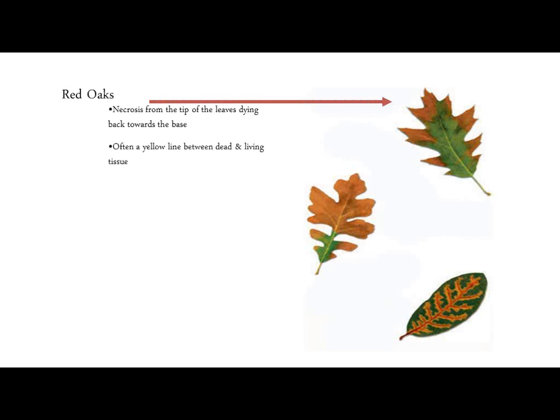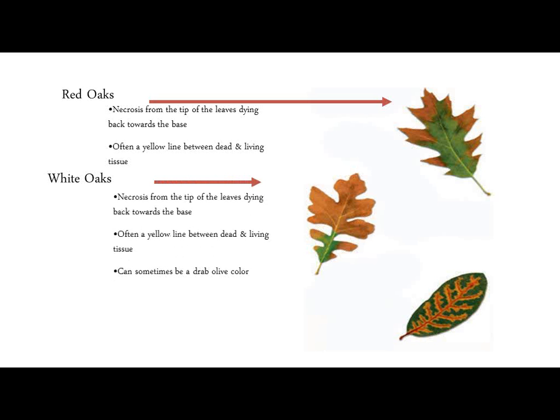Looking at symptoms on the different oaks, on red oaks, typically we're going to have necrosis from the tip of the leaves dying back towards the base. Oftentimes, not always though, there will be a yellow line between dead and living tissue. In those cases with white oaks, you'll have similar symptoms, but a lot of times with white oaks, the symptoms can be very easily confused or look like late fall coloring. However, you're still going to get the necrosis from the tip of the leaves dying back towards the base, and again, that yellow line may be present as well.